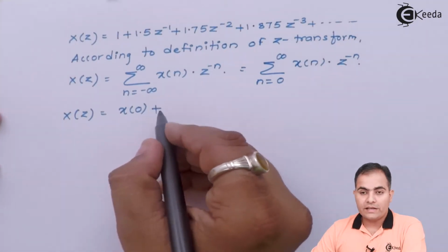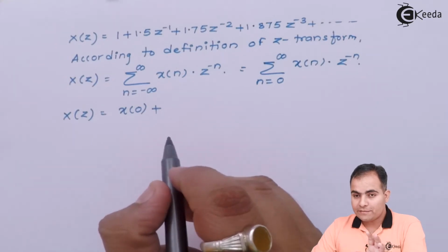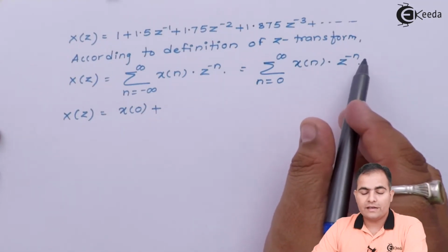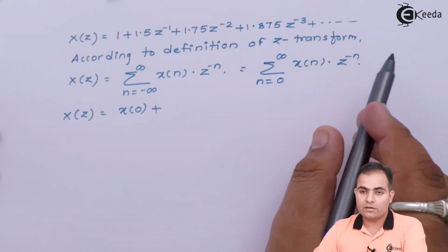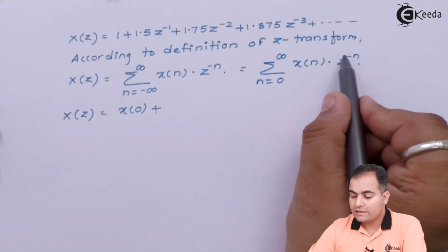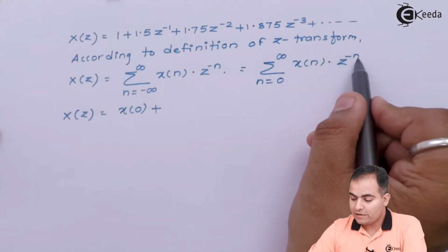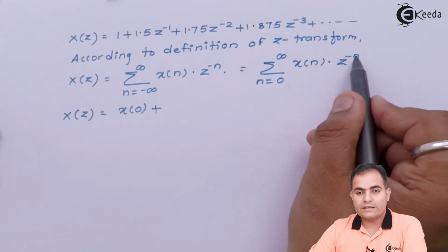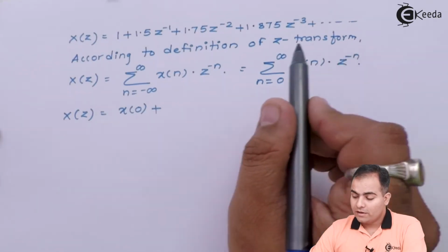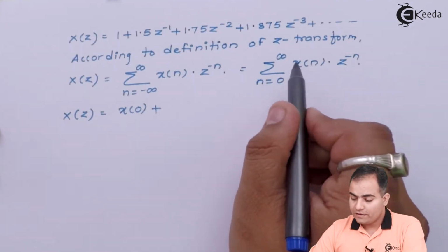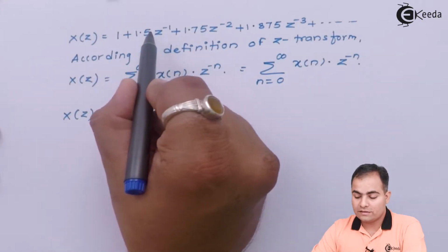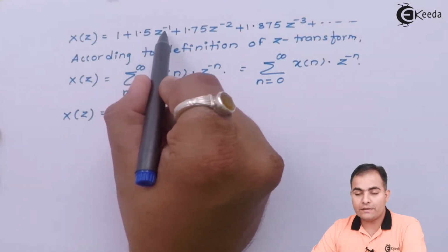Next, I'll substitute n equals 1. But listen, for a positive time sequence, or for positive values of n, the power of z always carries a negative sign, because in the definition we already have z to the power minus n. So if n is positive, then the power of z is negative, and if n is negative, then the power of z is positive. Now how do you identify which time sequence you have got? Just simply compare the z powers in X of z.